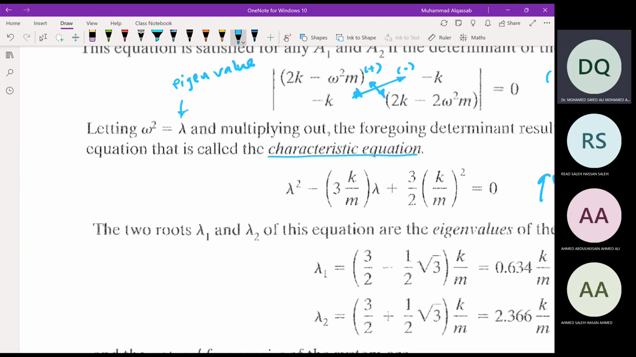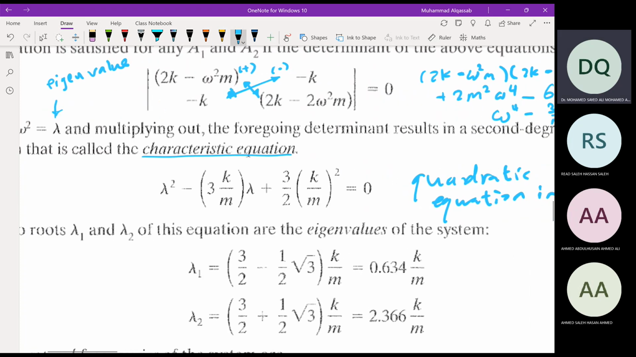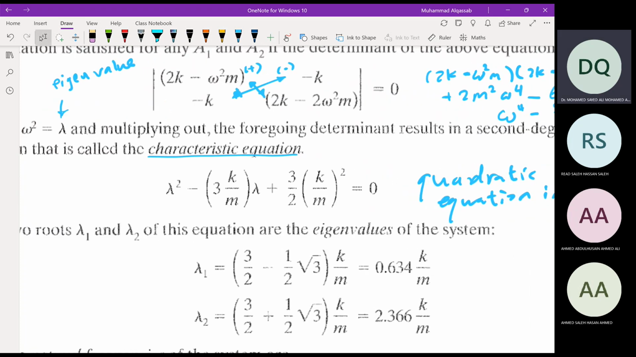So there are two roots because this is quadratic. There are two roots of lambda, and then you can get back omega. Omega is always positive. So when you get omega, you will take the square root of lambda. And when you take the square root, it's a plus minus, but we don't take the minus because omega or the natural frequencies are always positive.